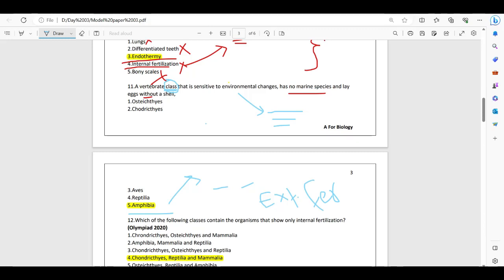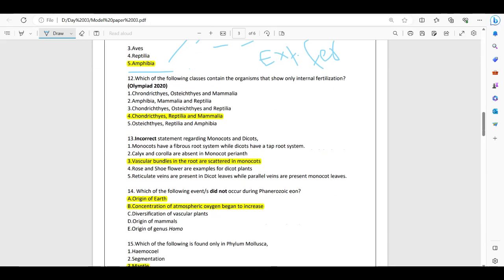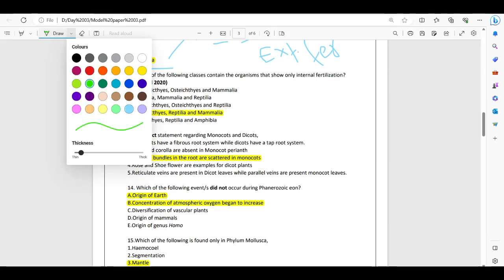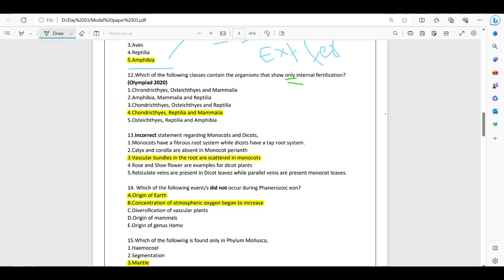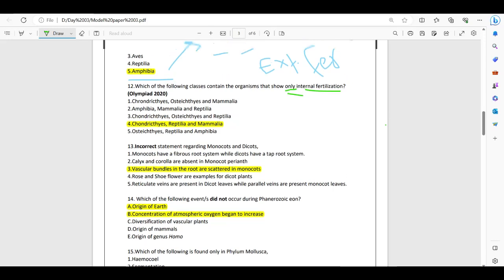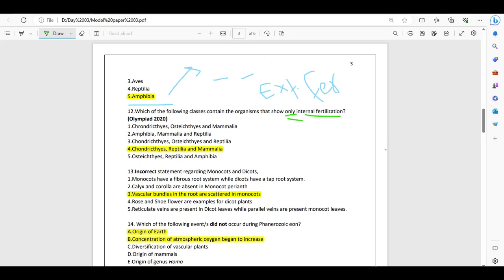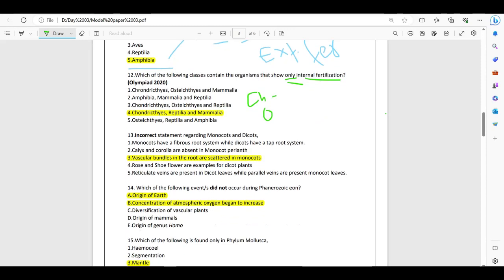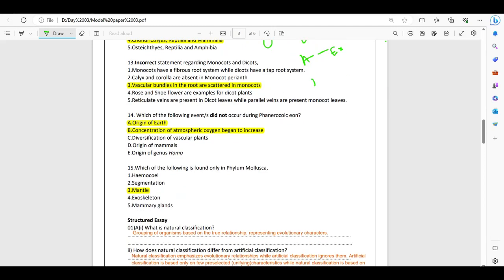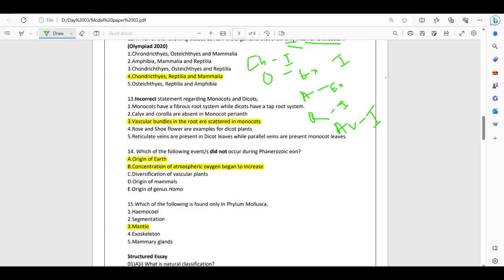The next question is question number 12. This was a question from Olympiad paper in year 2020. Which of the following classes contain the organisms that show only internal fertilization? So internal fertilization again. If I analyze all the classes in phylum Chordata, Chondrichthyes have only internal fertilization. Osteichthyes mostly external, some internal. And amphibia, we have external, and they have eggs without a shell, as I mentioned earlier. And reptiles, internal, aves internal, and because of that, they lay shelled eggs. Because the fertilization has already occurred inside, they have shelled eggs when they lay eggs.